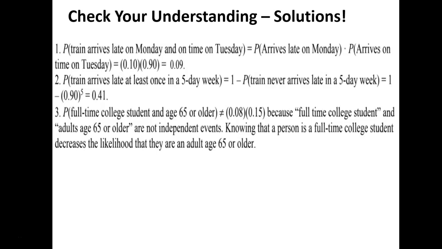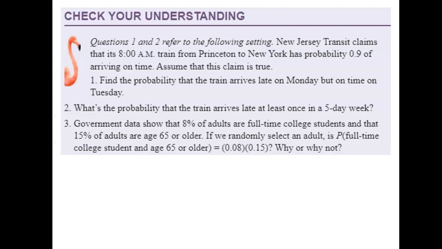Probability of full-time college student and age 65 or older. So they're claiming that it was not true to say it's just simply 0.08 times 0.15. Let me go back to that question real quick. The 0.08 is the full-time college students, and the 0.15 is the 15% of adults that are 65 or older. So the question here is, were we allowed to just multiply those together?